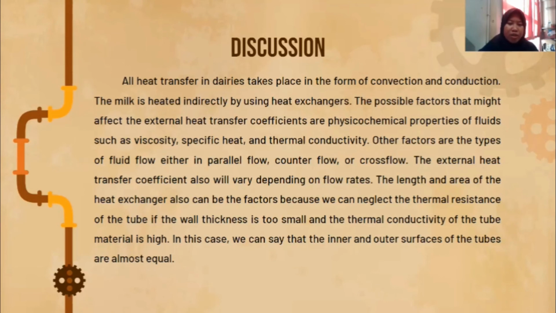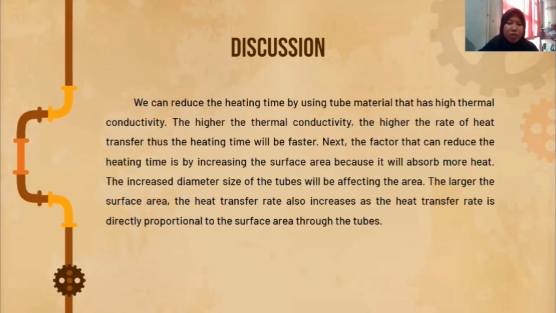The length and area of the heat exchanger also can be factors because we can neglect the thermal resistance of the tube if the wall thickness is very small and the thermal conductivity of the tube material is high. In this case, we can say that the inner and outer surfaces of the tube are almost equal. We can reduce the heating time by using tube material that has high thermal conductivity. The higher the thermal conductivity, the higher the rate of heat transfer, thus the heating time will be faster. Next, a factor that can reduce the heating time is increasing the surface area because it will absorb more heat. The increased diameter size of the tube will affect the area. The larger the surface area, the more the heat transfer rate increases, as the heat transfer rate is directly proportional to the surface area of the tubes.